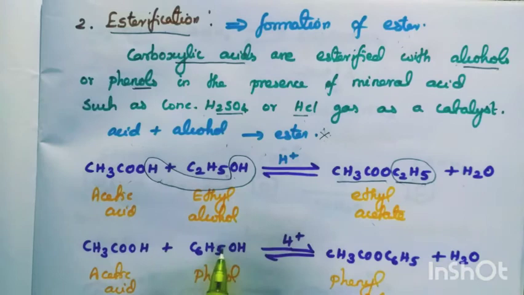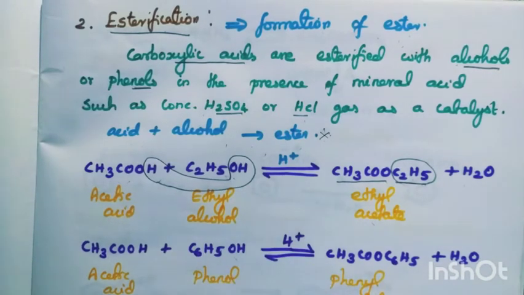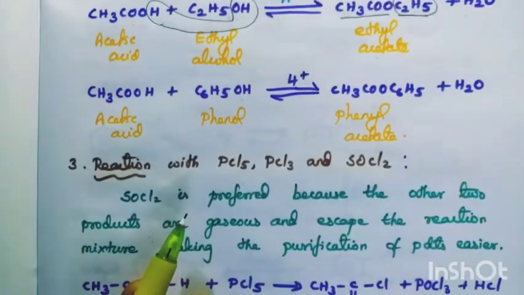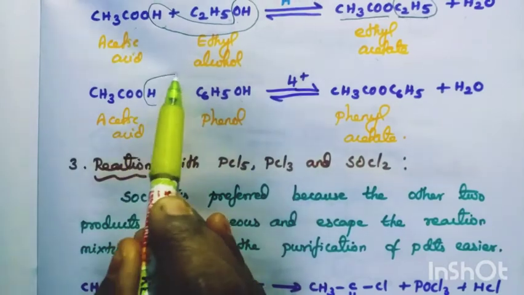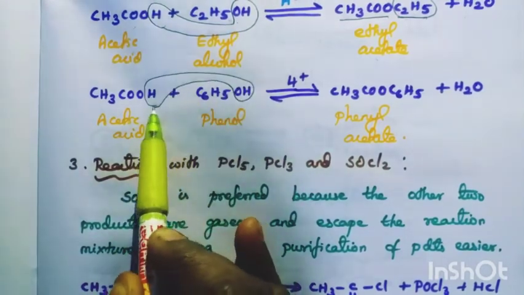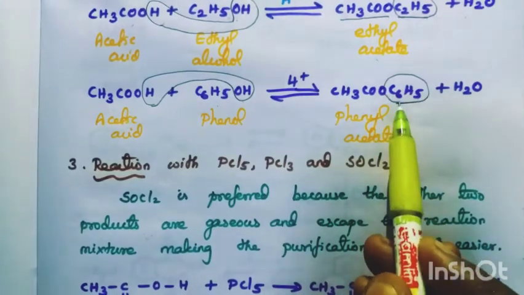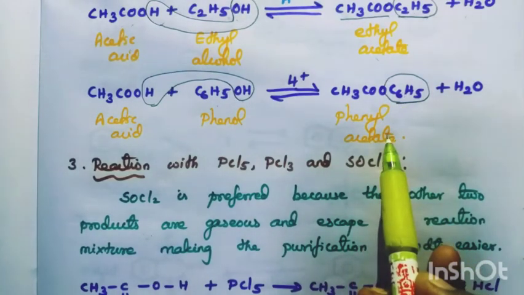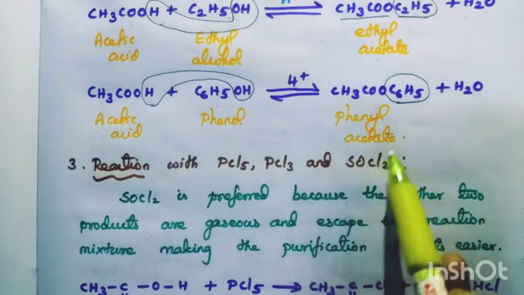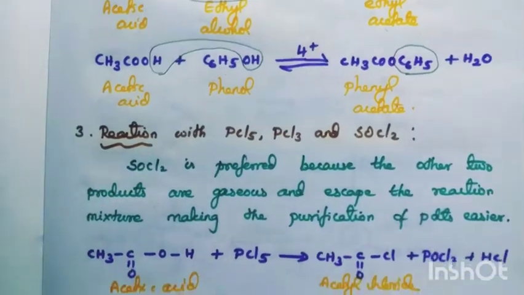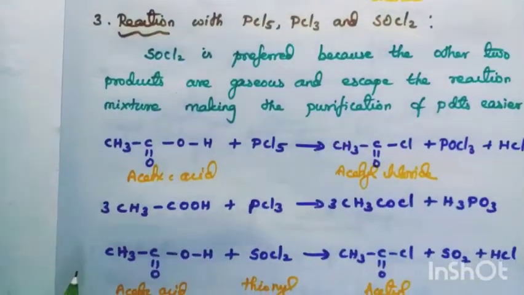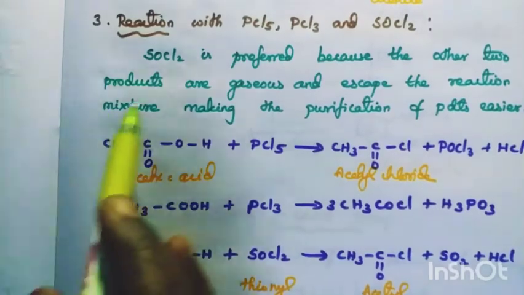Acetic acid with phenol. Phenol is also an alcohol, no? Here also there is removal of water. H2O goes out. C6H5, the phenyl group, is added to the oxygen. So it is phenyl acetate.